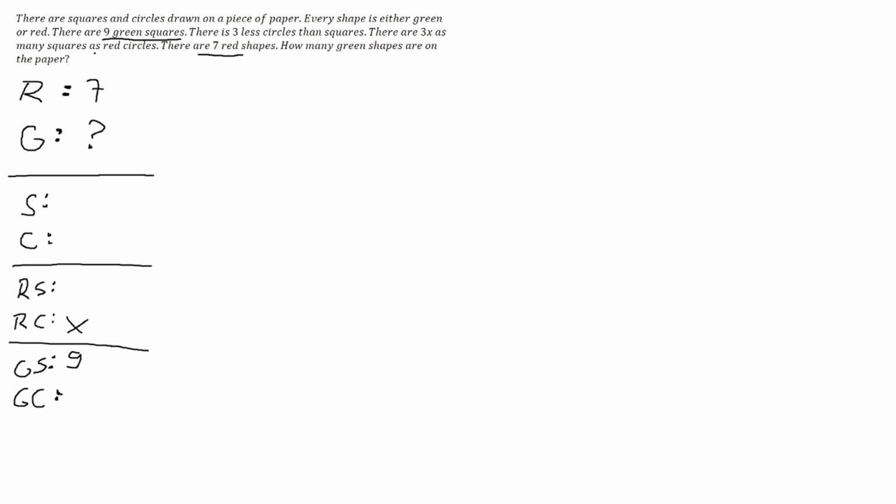There are 3 times as many squares as red circles, so we can go here to S for squares, so that's 3x. And there are 3 fewer circles than squares, just like so. So that'll be 3x minus 3, because 3x is for squares, and circles is minus 3. So that's pretty much what we can get from the problem itself. So we're going to have to figure out the red circles and the green circles and the green shapes, which is also the question.